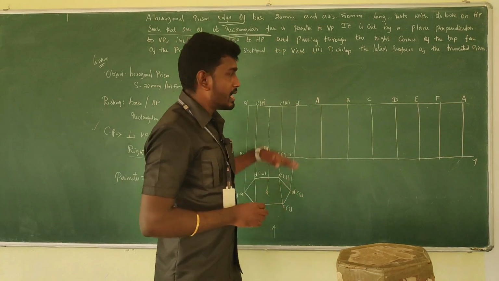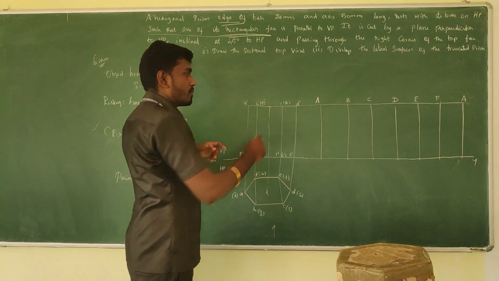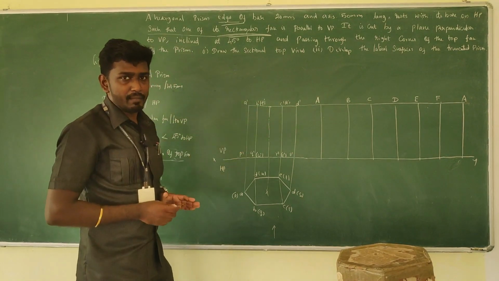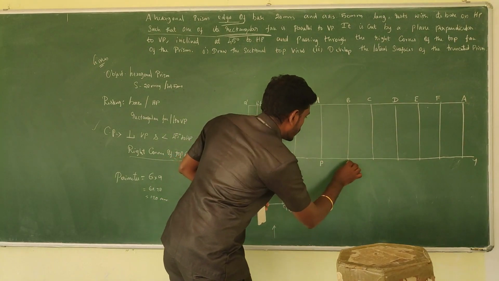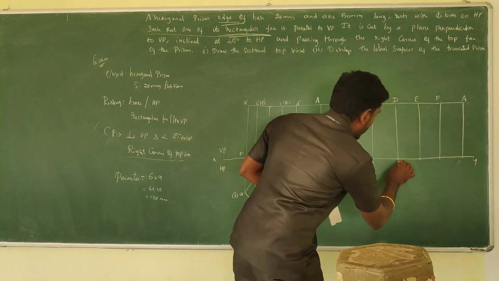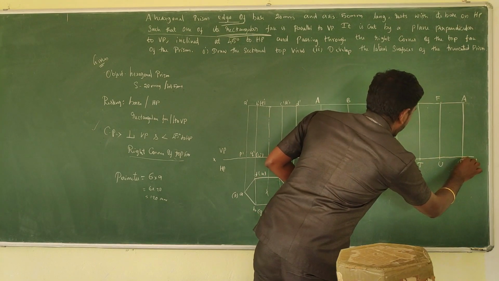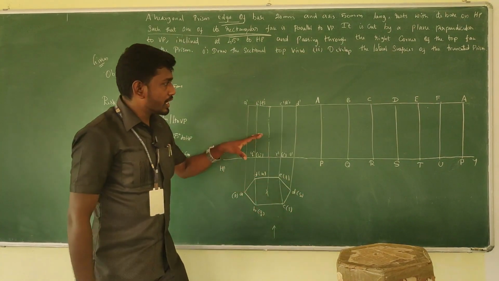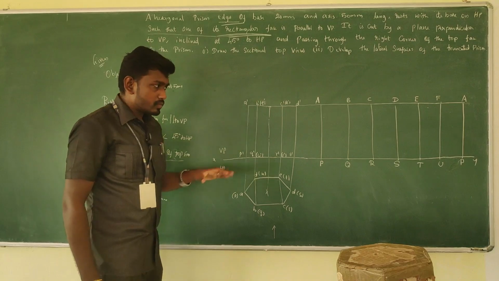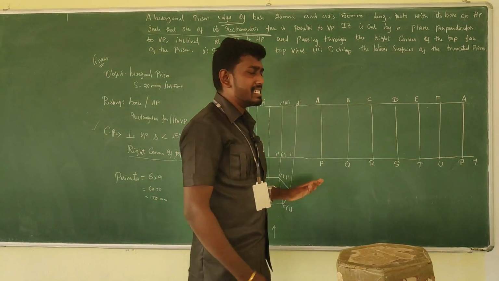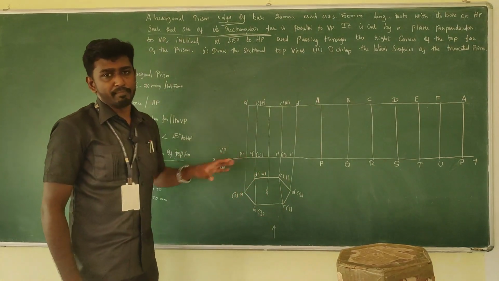Okay, for the top base, start with A and end with A, because cutting at the same portion, so starting and ending will be the same notation. And here the bottom base concerns P, Q, R, S, T, U, and again it ends with P. It needs to be given the notations in capital letters. Okay, then this is the lateral surface development for the simple hexagonal prism.